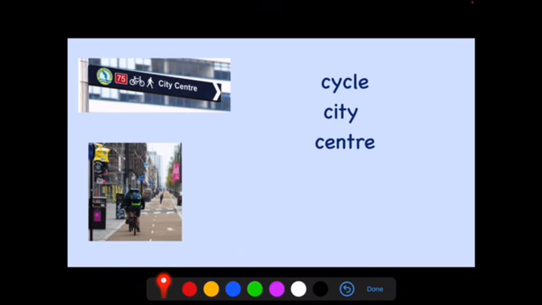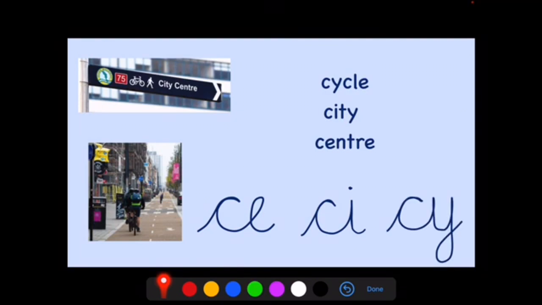So, here we are again. If we cycle to the city centre, and you can see two people doing just that, we can hear S at the beginning, but we are writing the word with a C. Cycle, city, and centre. So if we put those in alphabetical order, the sound S can be written not just with an S or a double S, but by having CE, CI, or CY. Now, we haven't covered the letter Y yet, so we won't be writing words with CY. Not just yet. We will be thinking about CE and CI.